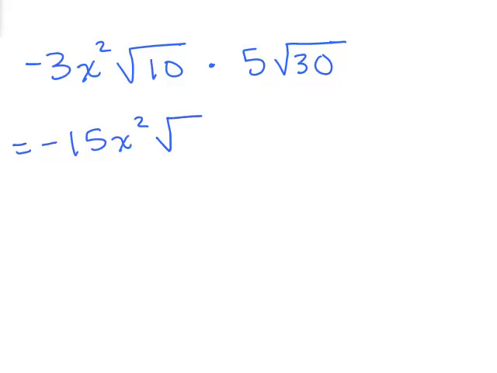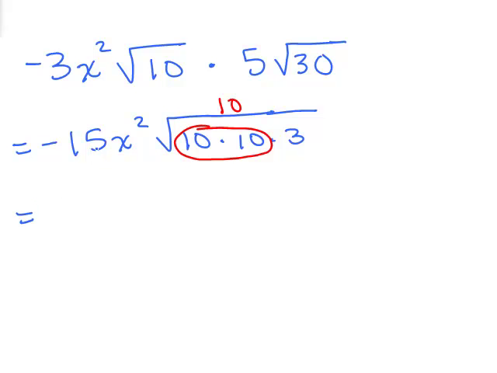And now we have to deal with what's inside the square root. And again, you could just do 10 times 30 and then figure out what the perfect square is in there. Or I could say, what's the common factor? And it's 10, right? So 10 I'm just going to keep as 10. And 30 I'm going to write as 10 times 3. So I could take out from these two 10s, 1 10. And on the outside I have negative 15 times 10, so it's negative 150 x squared. And this time I'm left with the square root of 3.